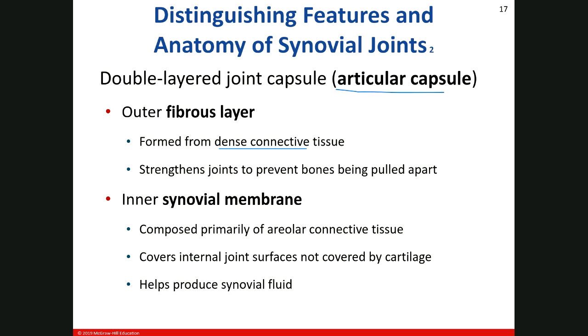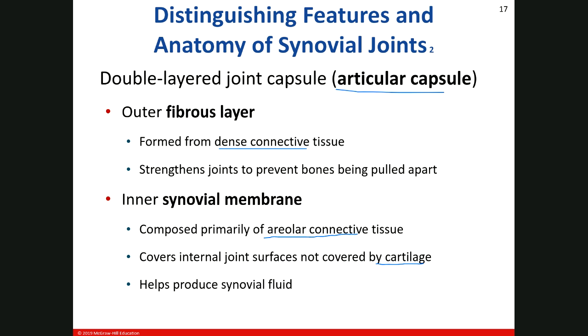On the inside of that is our synovial membrane. The synovial membrane is very thin. It's made up of a loose connective tissue, this areolar connective tissue. And it lines the entire inside of the joint capsule except the articular cartilage. Why do you think that is? Why doesn't it line the articular cartilage?